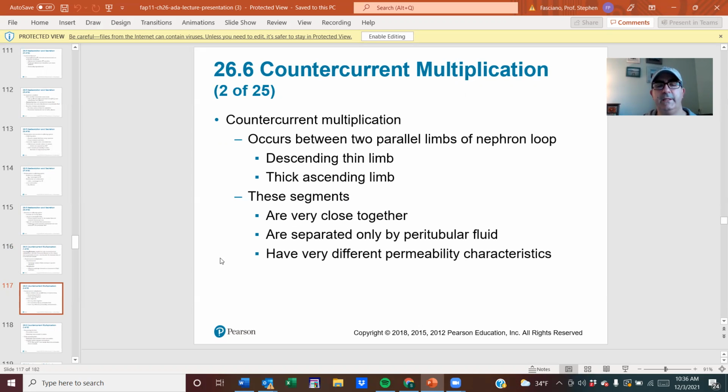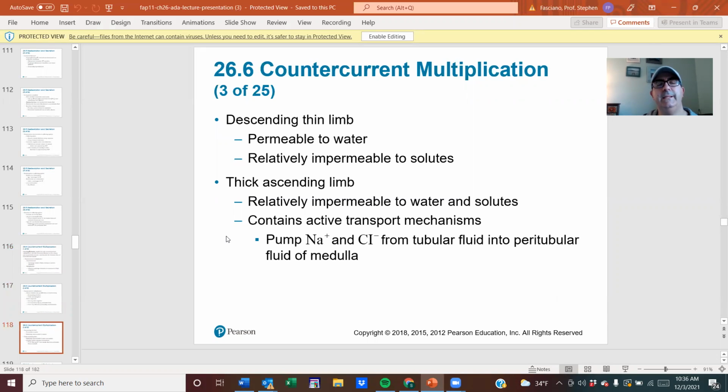And the permeability is very different. That means that what gets in and out of the descending limb is very different than what can get in and out of the ascending limb. The descending limb is very permeable to water, but not very permeable to solutes. So water can get across that descending limb, but salts can't.